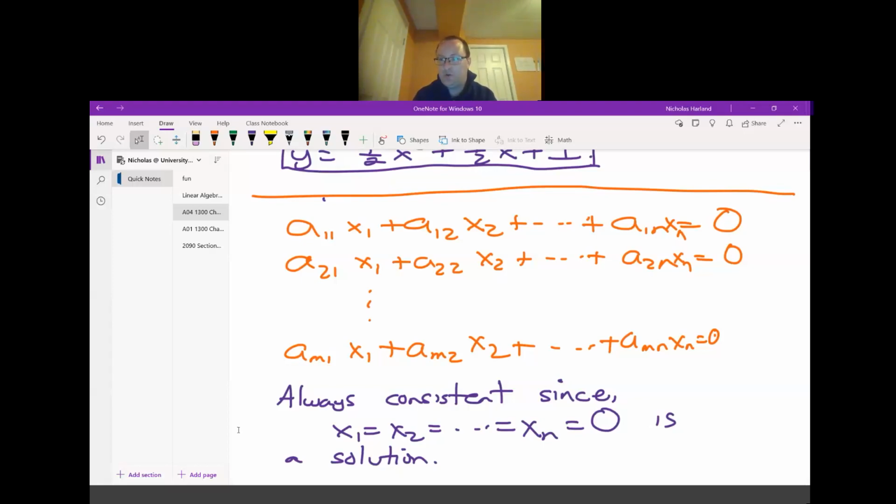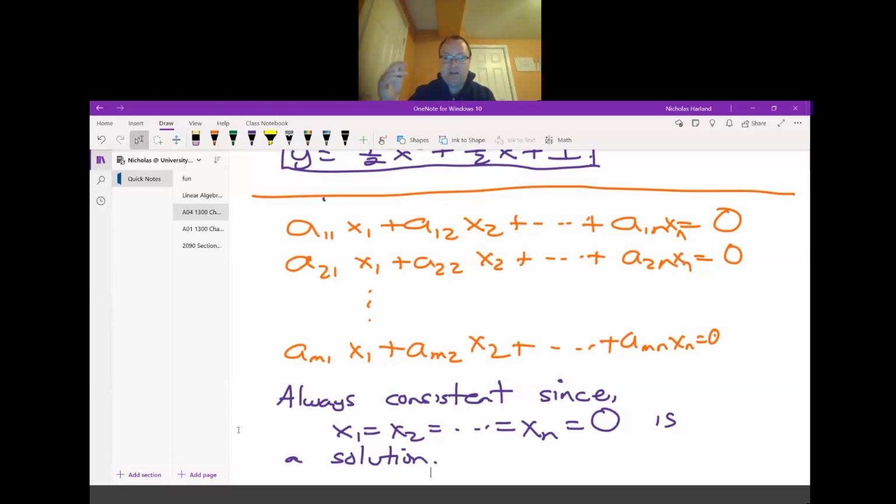What don't we know until we actually start row reducing? If we know that this is a solution, what don't we know until we start row reducing? Because that seems like a lot of stuff to know before we even do any work. No, given a system, we know whether or not it's homogeneous. Yeah, what we don't know is if it's the only solution.